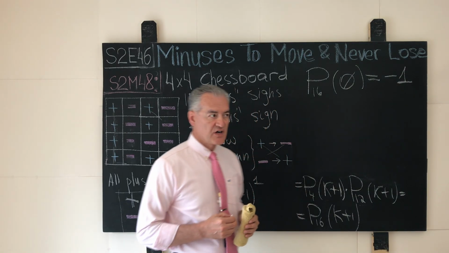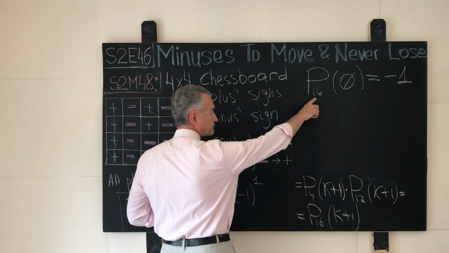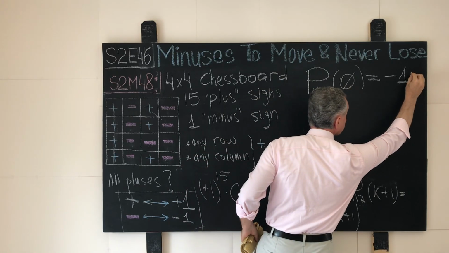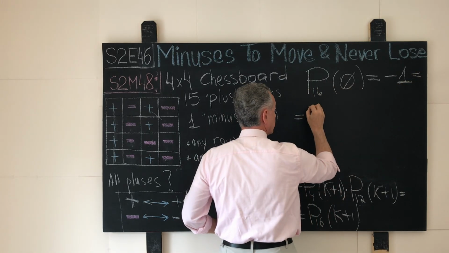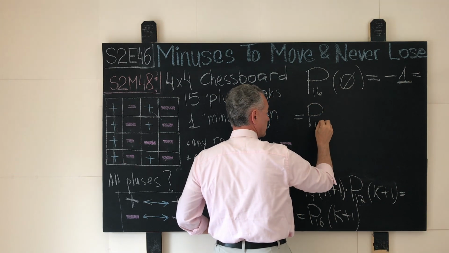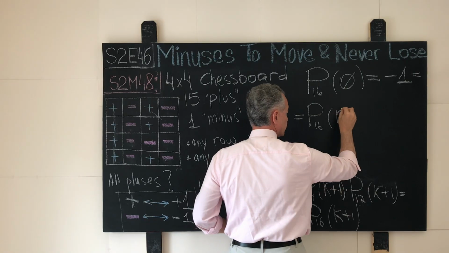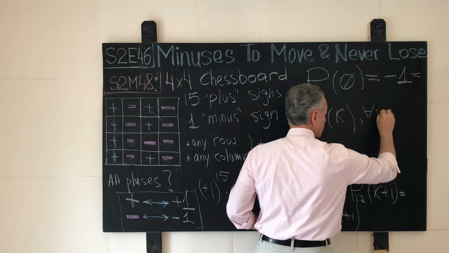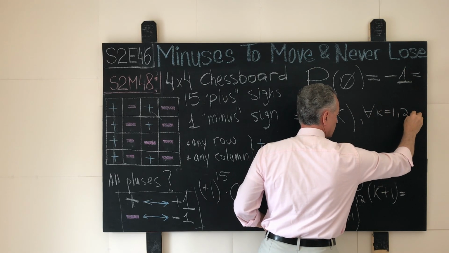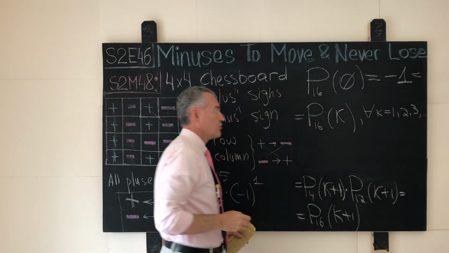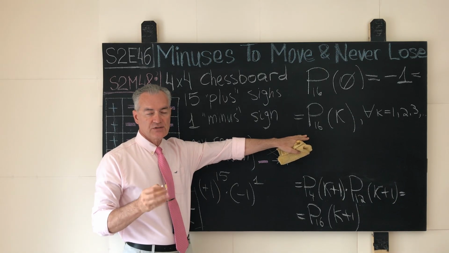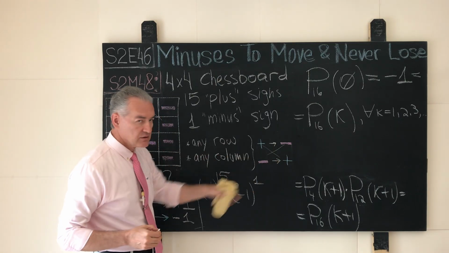Consequently, what we have proved is the following. The product of all the numbers on the 4x4 board is negative 1 at the beginning, and it remains one and the same after any finite number of such moves. So we'll record it as the product of 16 numbers on the board at any time k, for all k equal to 1, 2, 3, and so on. This is precisely what it means when we say that the product of all the numbers on the board is invariant under any legal move.